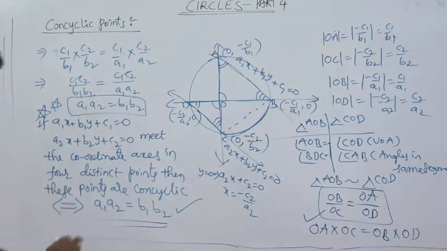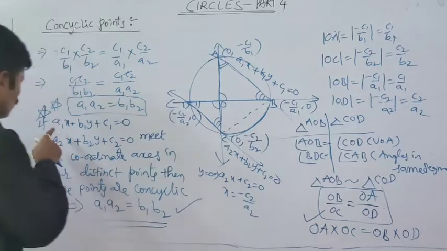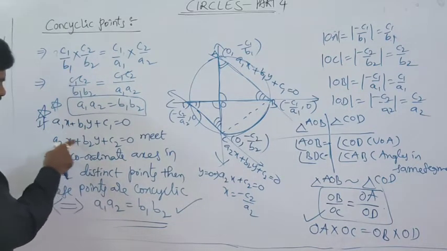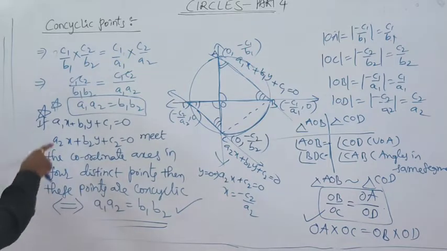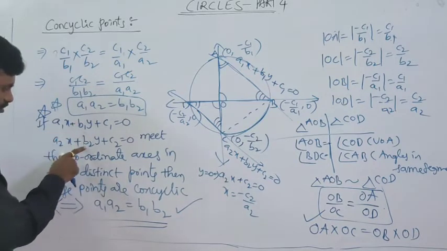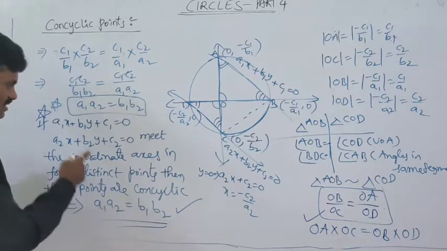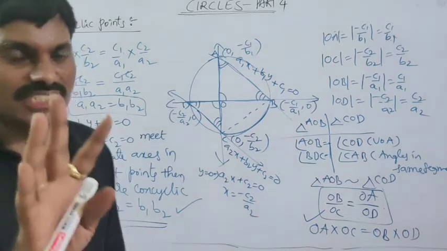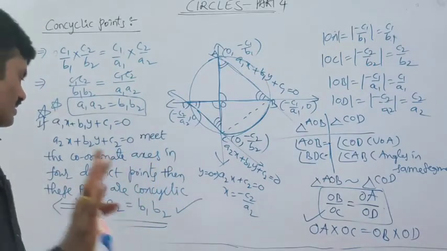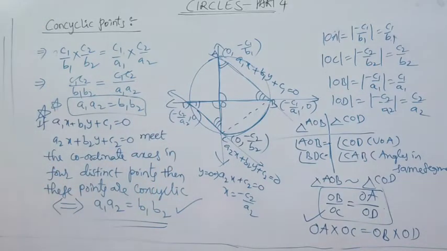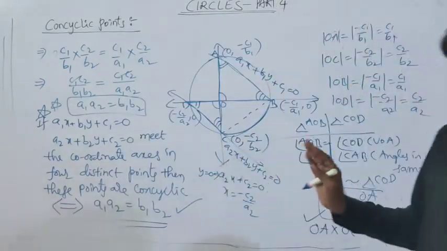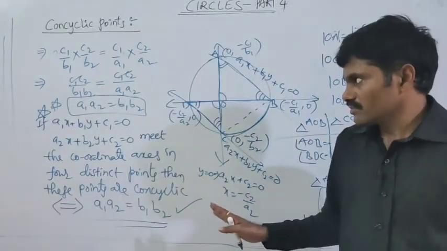My dear children, here what are a1, a2, b1, b2? They are the coefficients of the given lines. a1 is the x coefficient, b1 the y coefficient. So a1 into a2 equal to b1 b2. If this condition is satisfied, we can say that these two lines cut the coordinate axes in 4 distinct points, and those 4 distinct points are concyclic. Okay, are you clear? I hope all of you understood this concept.